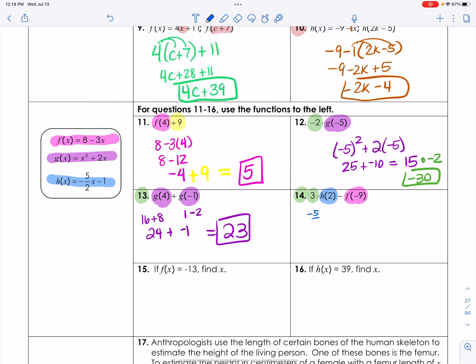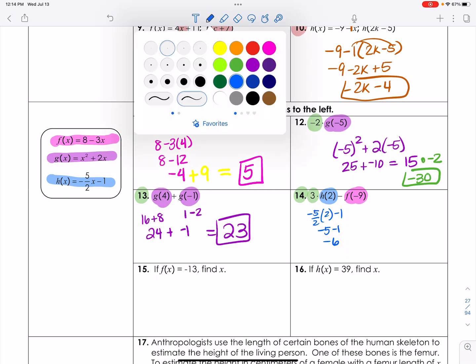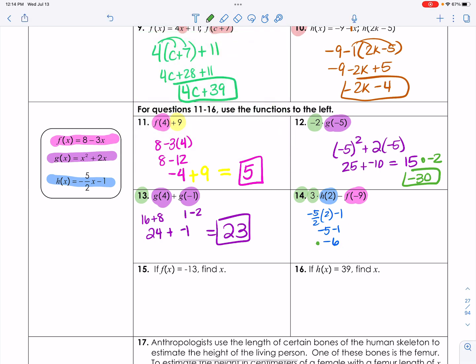So h of 2 is negative 5 halves times 2 minus 1. So that's a negative 10 halves. So it's a negative 5 minus 1. That's a negative 6. But I've got to times that by 3. So that's a negative 18, right?